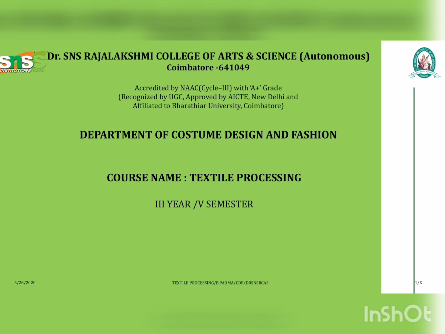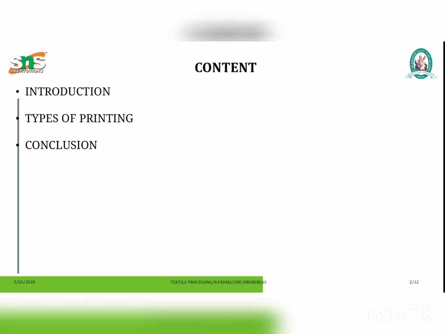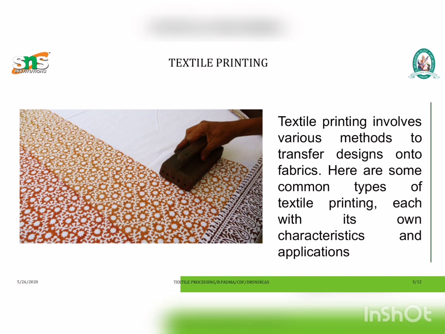In this lecture video, we are going to see about textile processing. The content to be delivered is introduction, types of printing and conclusion. First, textile printing introduction. Textile printing involves various methods to transfer design onto the fabrics. Here are some common types of textile printing, each with its own character and applications.